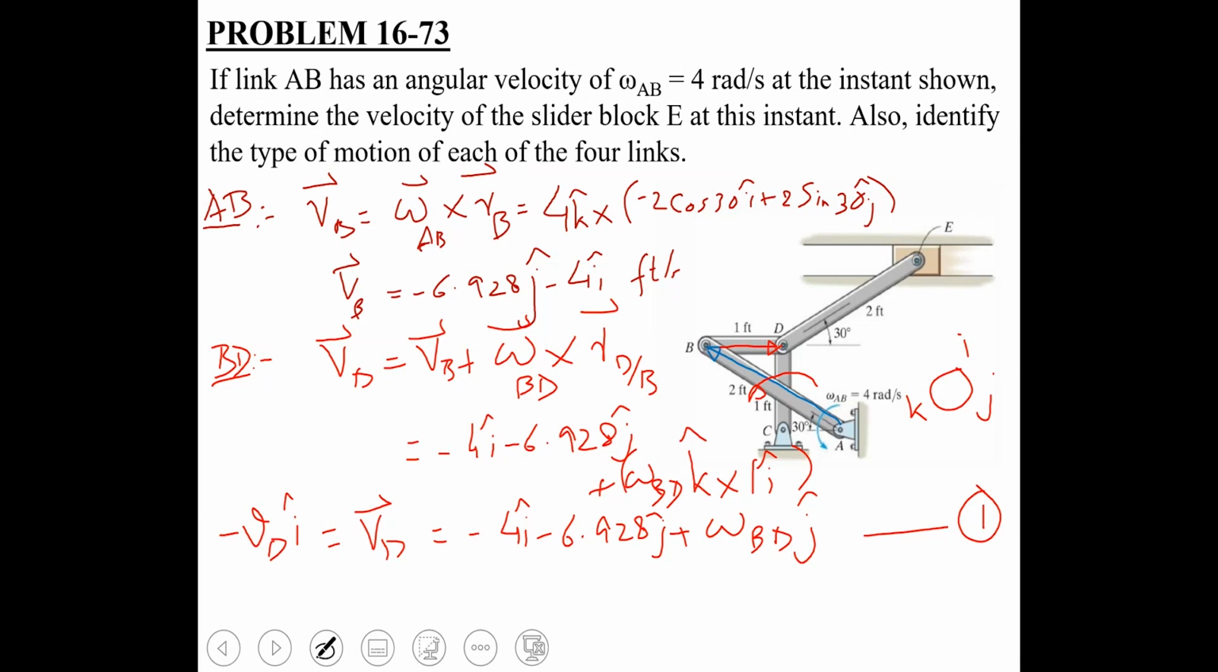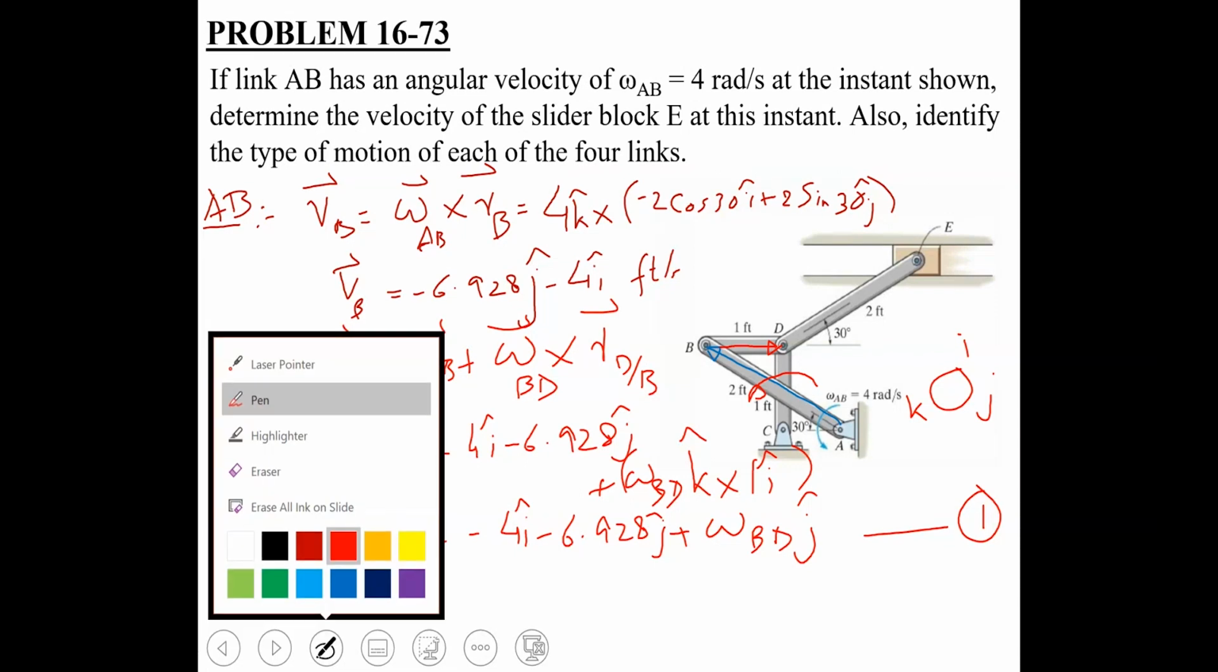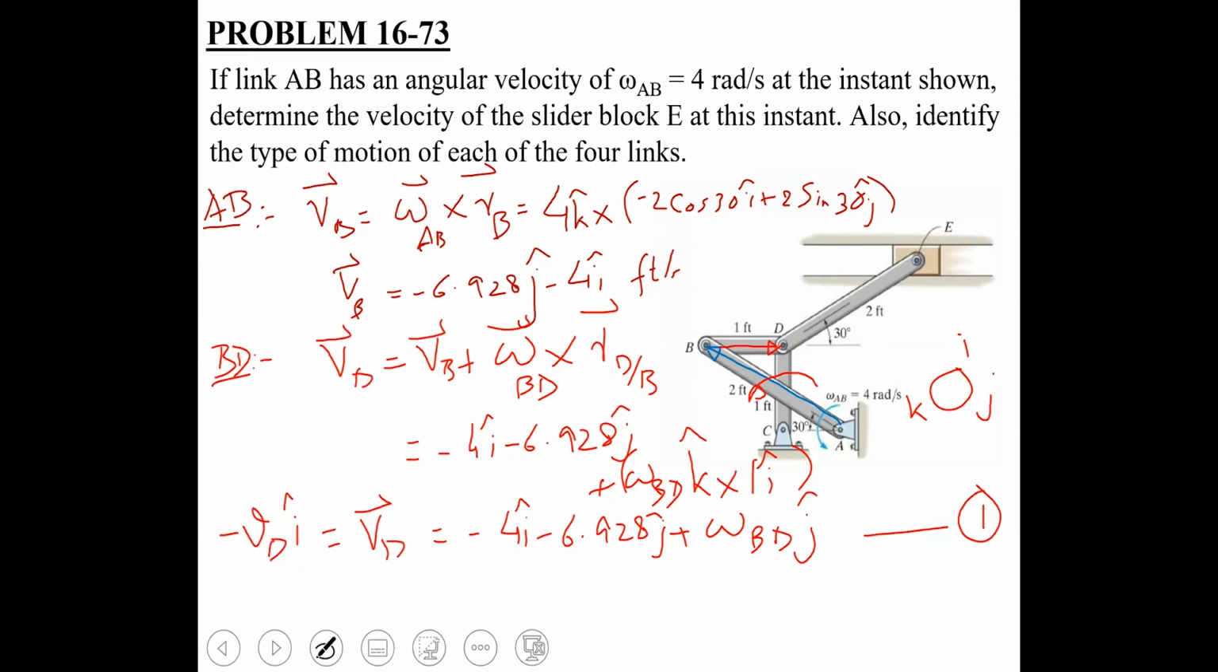Yes sir. Okay, so now you compare the i and j coefficients on both sides of this equation. Comparing the i coefficient, on the left hand side it is minus VD, on the right hand side it is minus 4. It means that VD is equal to 4 feet per second. Now what does this 4 represent? Positive आ गया ये तो. इसका क्या मतलब है? क्या ये right की तरफ जा रही है velocity? Left.